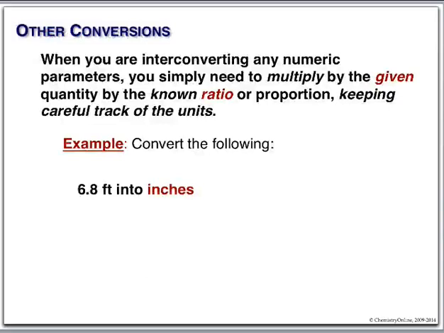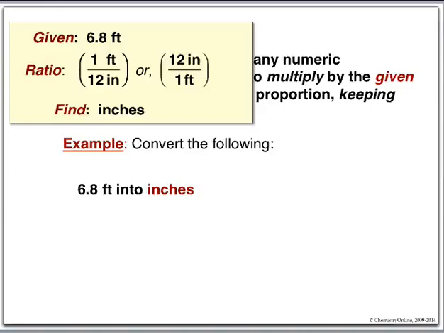What's the given here? 6.8. Right. Ratio. How many feet or how many inches in a foot? 12. That's a ratio of 12. So while I stand here and pace back and forth, write down given, multiply by the appropriate ratio, and find inches.